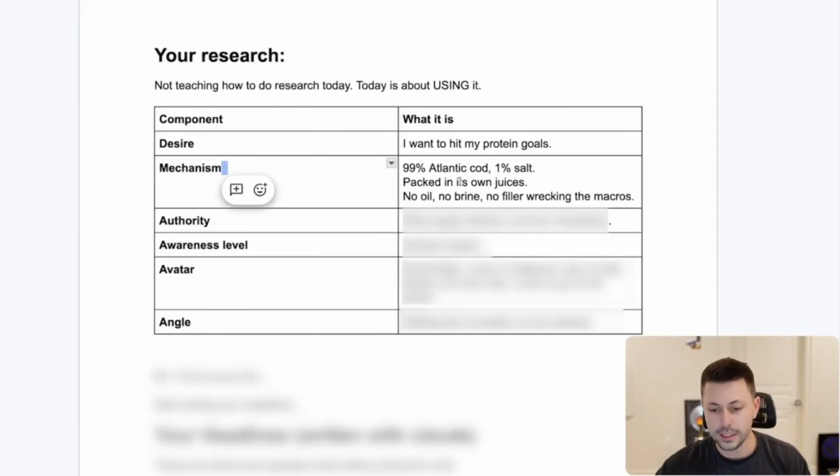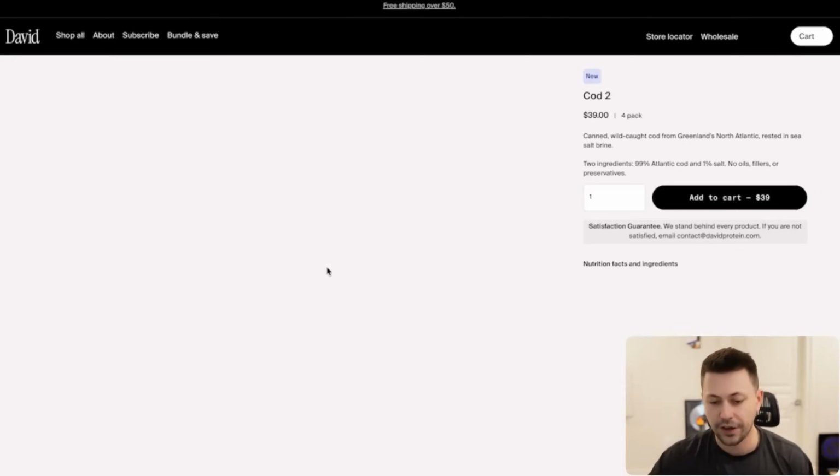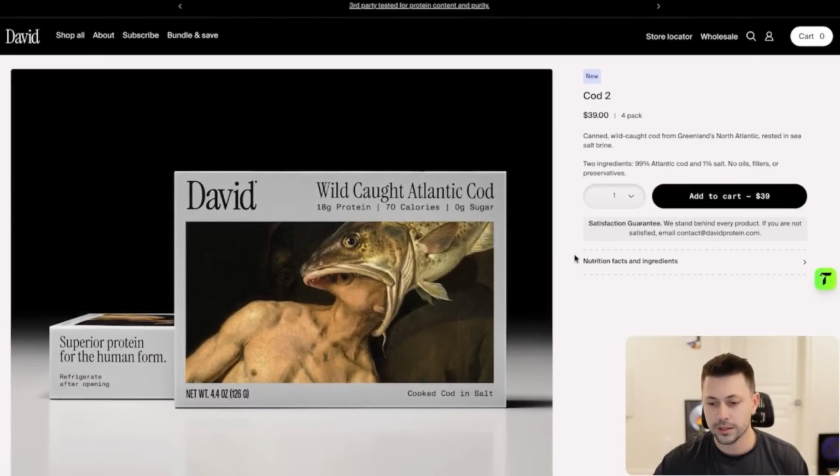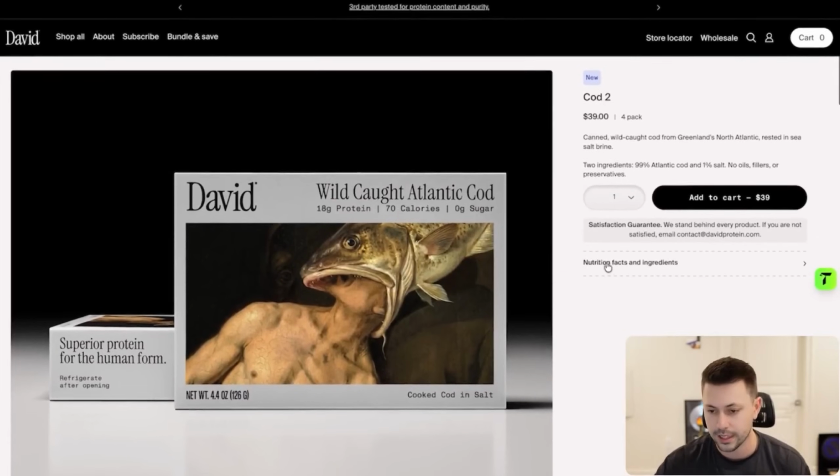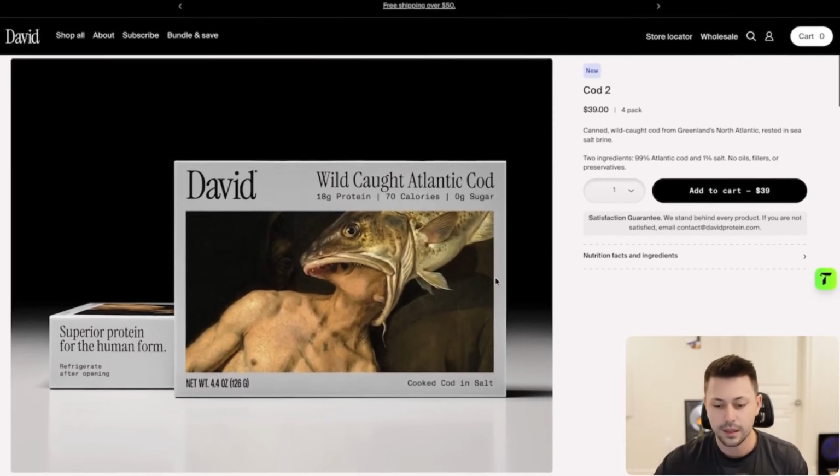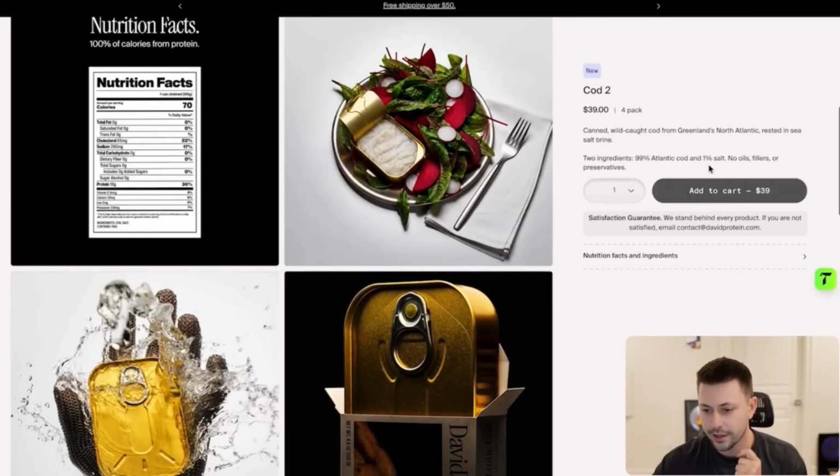Now, the mechanism here is 99% Atlantic cod, 1% salt. It's packed in its own juices. There's no oil, no brine, no filler wrecking the macros. Now, where did I get this from? Well, if I go to the actual product, and this is where it's important for you guys to break down your product and understand it, we can see that that is a big thing for them, that it has 2 simple ingredients. There's no oils, no fillers, no preservatives, right?